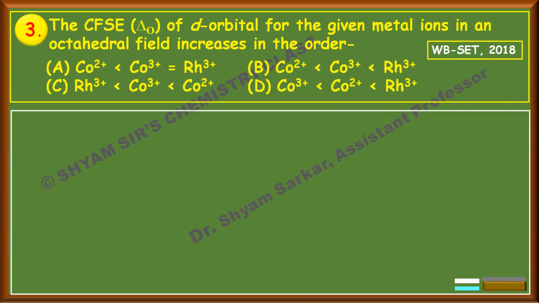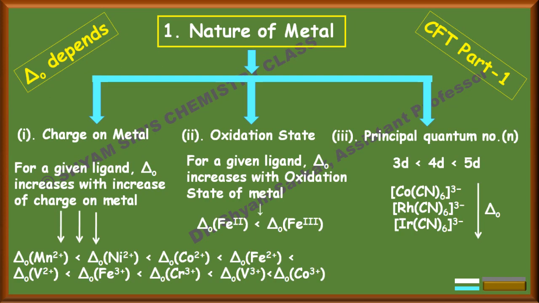So 4 orders are given. You have to identify which order is correct for this type of octahedral field. Okay, so 3 metal ions are given. So for this answer you have to know, see in my basic classes I have discussed the factors on which delta O depends. So you have to know on which factor delta O depends.